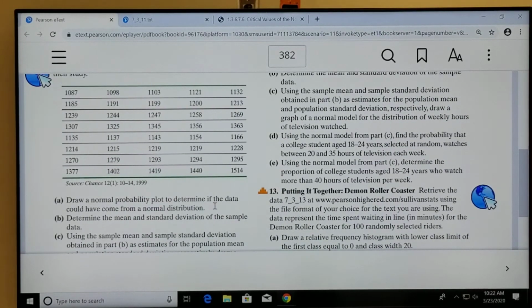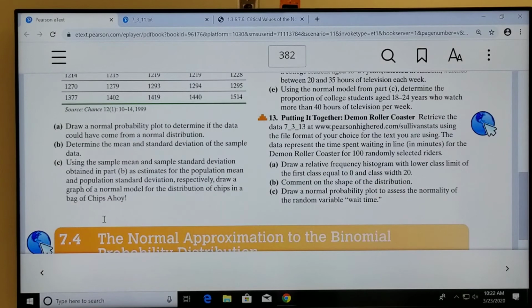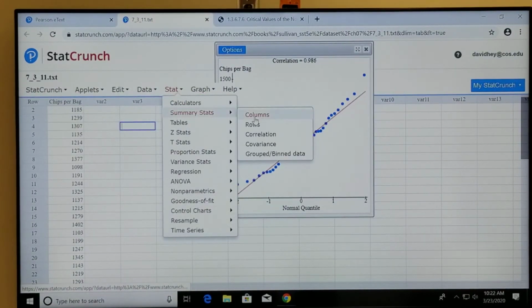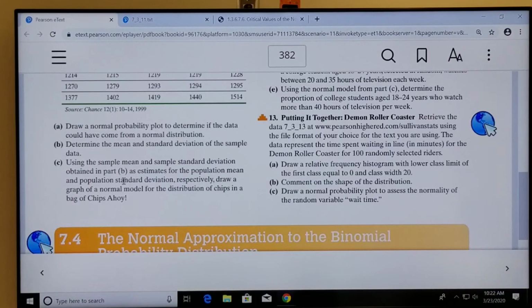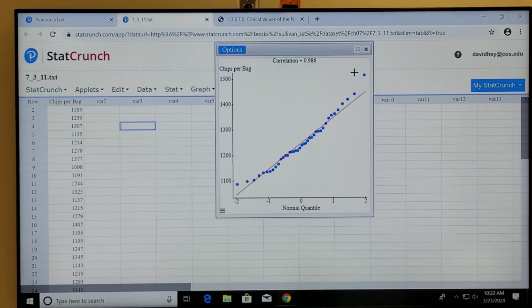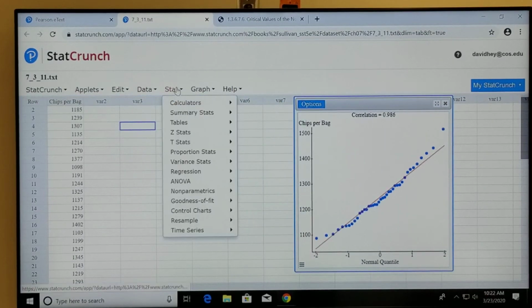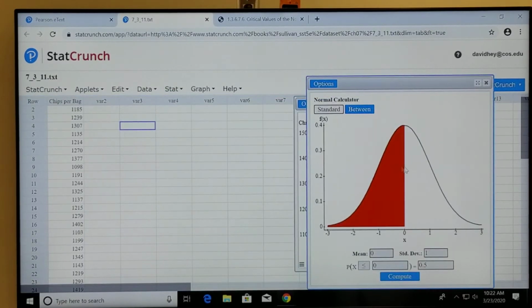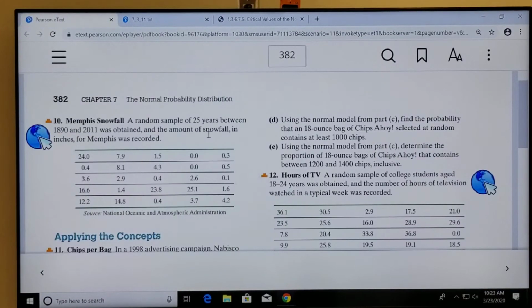So it says draw a normal probability plot. We did that. Part B said determine the mean and standard deviation. For that, you go to Stat, Summary Stats, Columns, right? Mean and standard deviation. Using that, draw a graph of the normal model, which you could also do in StatCrunch. Once you get the mean and standard deviation from this sample, you go to Stat, Calculators, Normal, and it'll draw that model for you once you put in the mean and standard deviation that you got in part B, which is kind of nice.